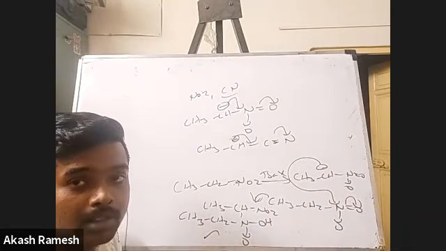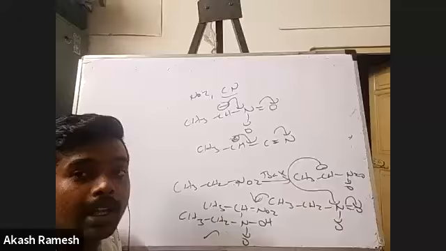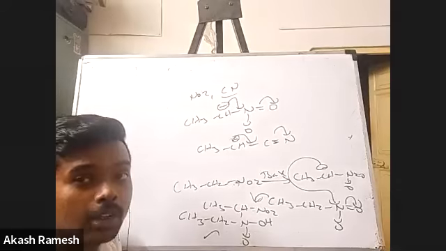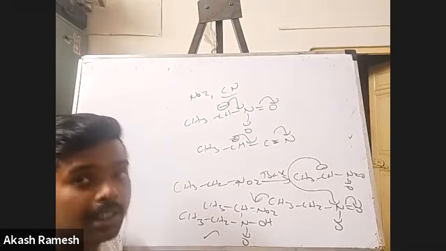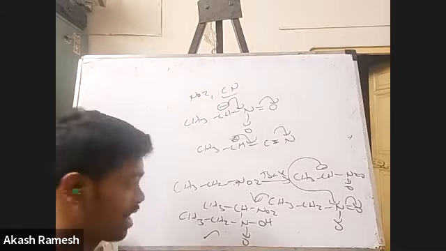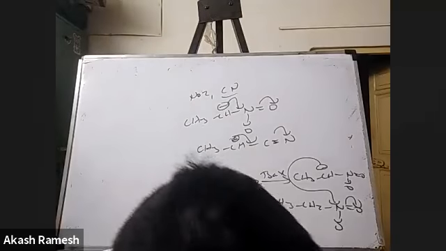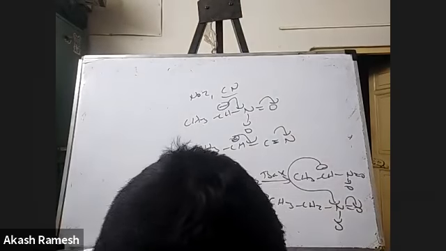Please remember this. Other than aldehydes and ketones, even the NO2 groups and the cyanide groups also have acidic alpha hydrogens. So they can also undergo condensation reactions like this. Right, fine. Moving on.